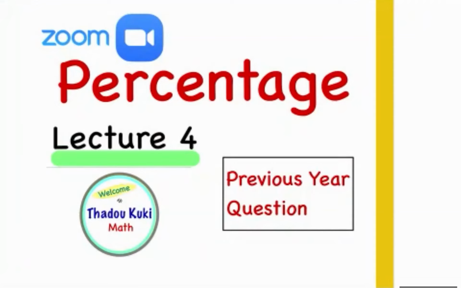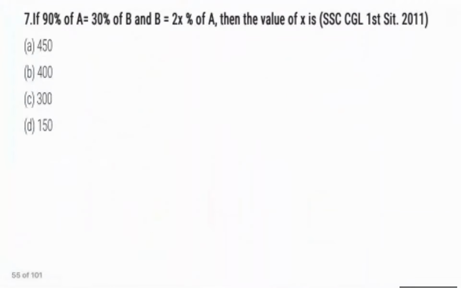Previous year question. If 90% of A is equal to 30% of B, the question is so.